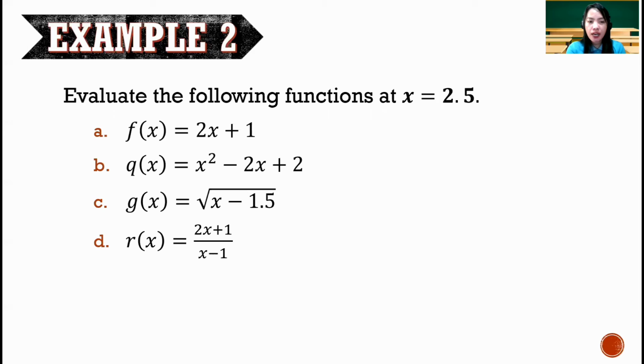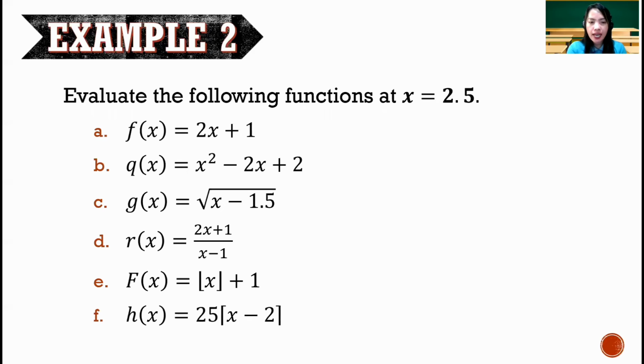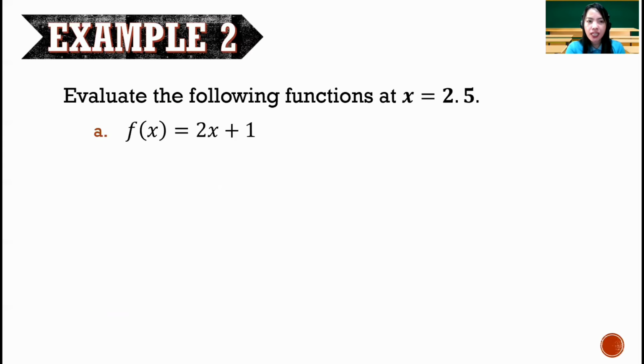In letter D, we have r of x equals 2x plus 1 all over x minus 1. In letter E, we have f of x equals the floor of x plus 1. And last, we have the function h of x equals 25 multiplied to the ceiling of the quantity x minus 2. Let's start solving example 2, letter A.